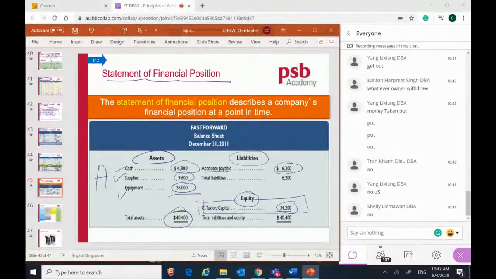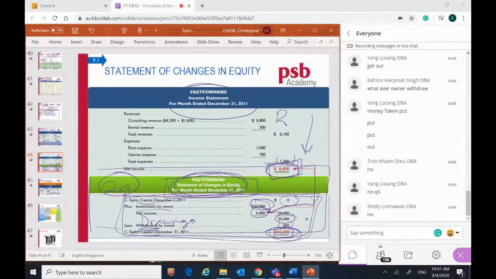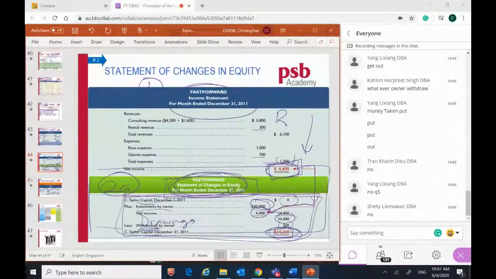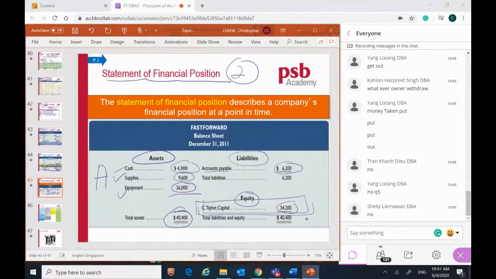Okay. So in effect, we will only produce two statements: the income statement, okay, and the statement of financial position. And the statement of changes in equity, we do not have to show separately. This whole thing, we cut it out and we paste it inside here under equity. You got it? Okay. So since I've already showed you, the owner's equity now is 34,200. So this is your liability L. This is the owner's equity OE.